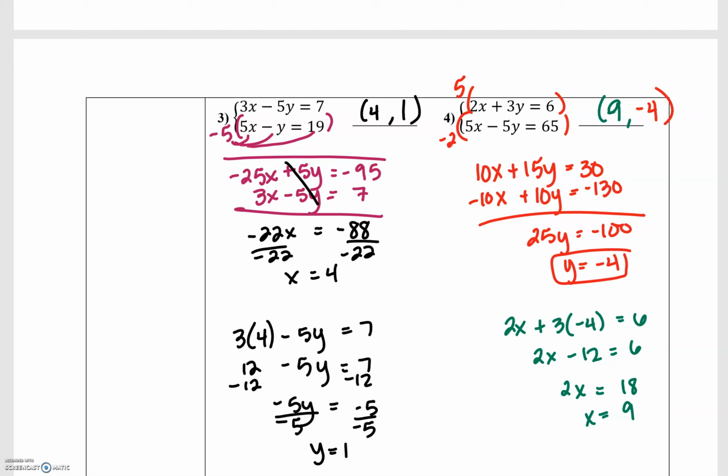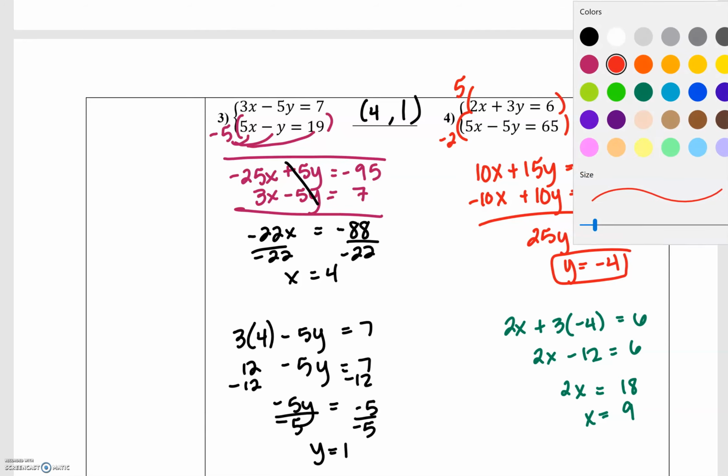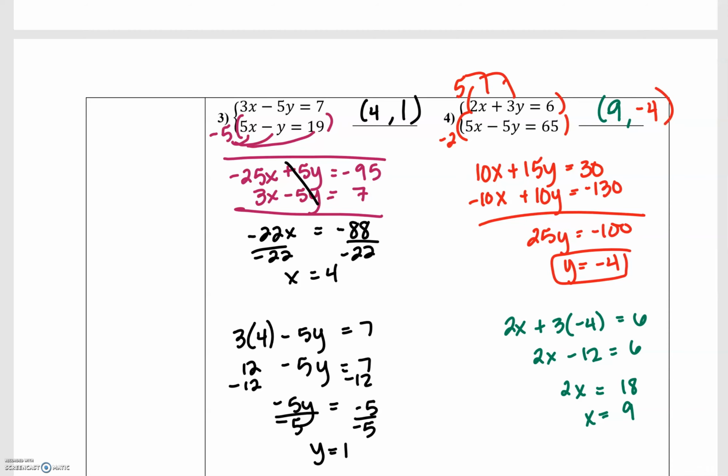So either way, you should get the answer 9 for x and negative 4 for y, but I went ahead and did the 5, multiplied the top equation by 5, multiplied the bottom equation by negative 2. Make sure that you're multiplying each term, and then that would change it to be these two equations that are equivalent, and then your x's cancel. But you could also multiply to get your y's to cancel. You have kind of a choice there.